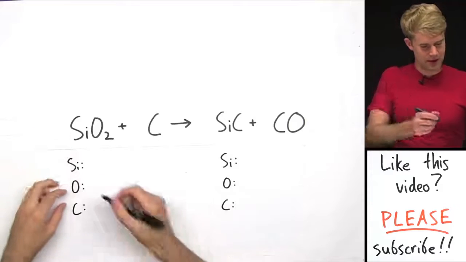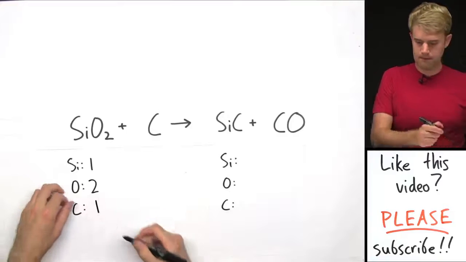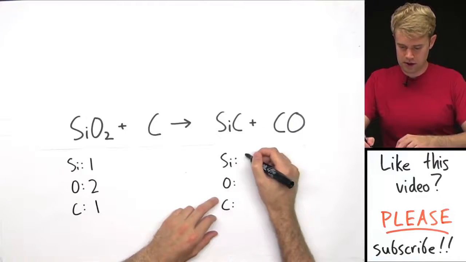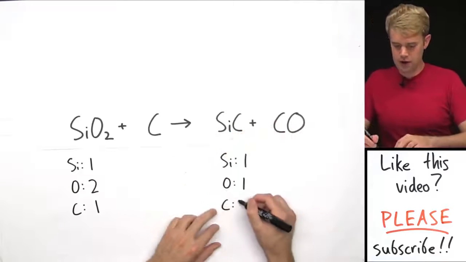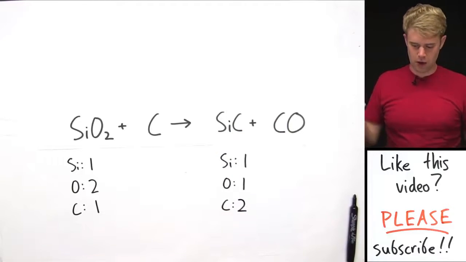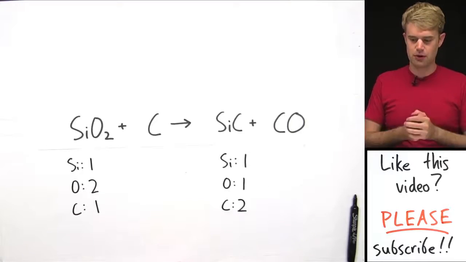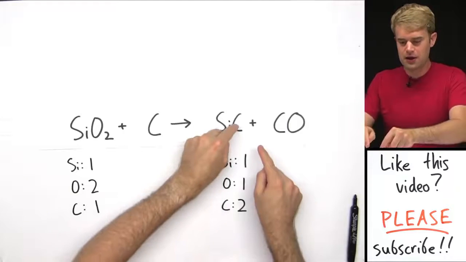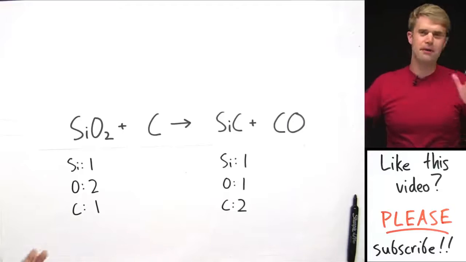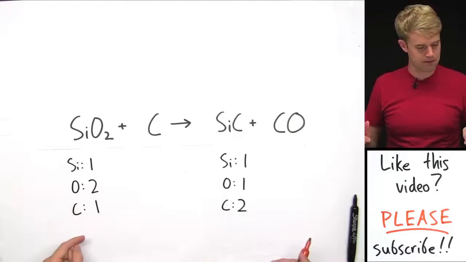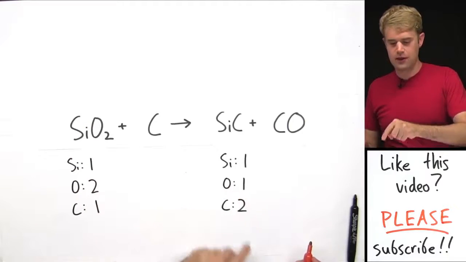Okay, let's look at what we have here. We have silicon. On this side we have 1 of them, O2, 2 oxygen, and 1 carbon. Over here we have 1 silicon. Oxygen we have 1, and carbon we have 1 plus 1, so we have 2. Okay, so what doesn't balance? Well, the carbons don't balance and the oxygens don't balance. I'm going to leave the carbon alone for now because it's in both of these compounds, so I kind of don't want to mess with it right now, but I could. I'm just going to start out with the oxygen. Okay, I have 2 oxygens on this side and I have 1 oxygen on this side.